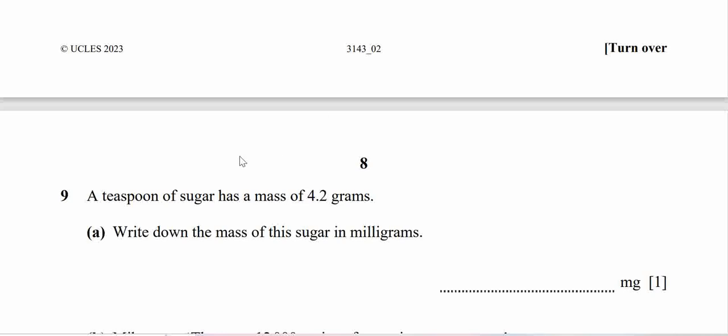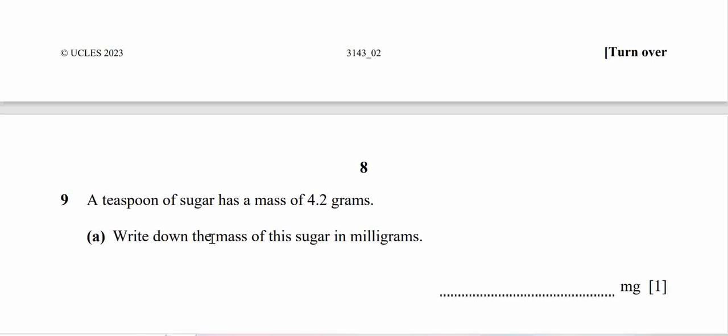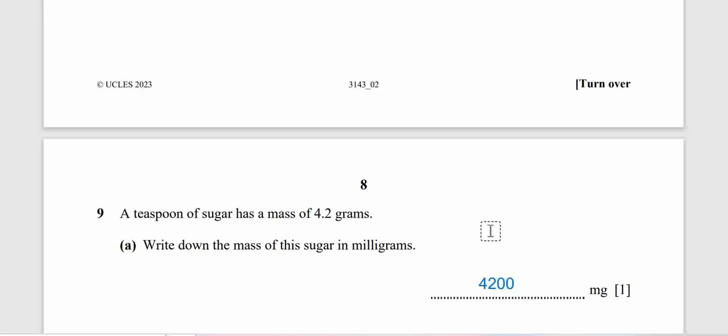Question number 9. A teaspoon of sugar has a mass of 4.2 grams. Write down the mass of this sugar in milligrams. So it's quite easy, right? So you'll be given 10 seconds from now. 10, 9, 8, 7, 6, 5, 4, 3, 2, 1. Let's review the answer. So it's 4,200 milligrams.